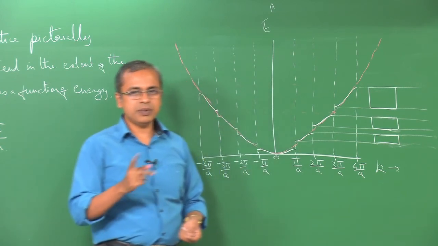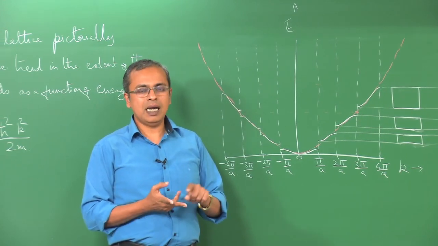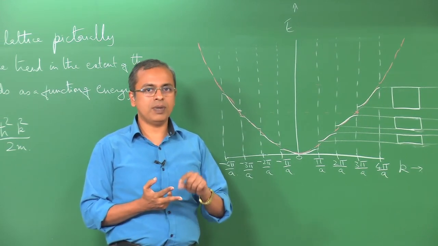So, we have seen two worked examples, one relates to the Wigner-Seitz cell for a three dimensional hexagonal lattice, and the other relates to the band structure of a one dimensional lattice.